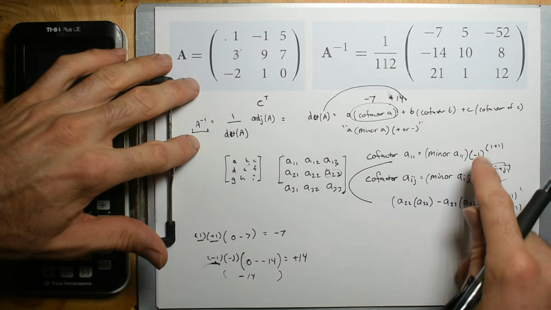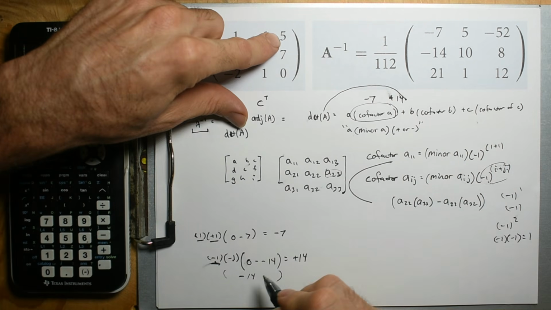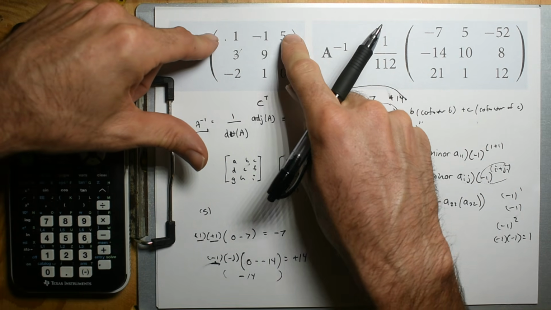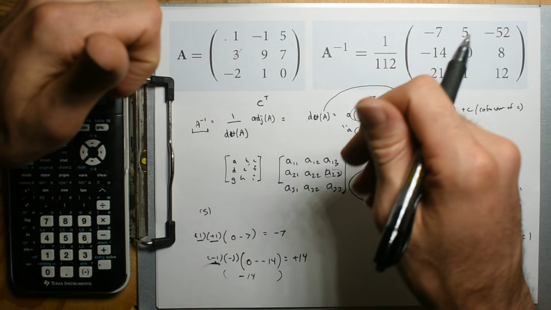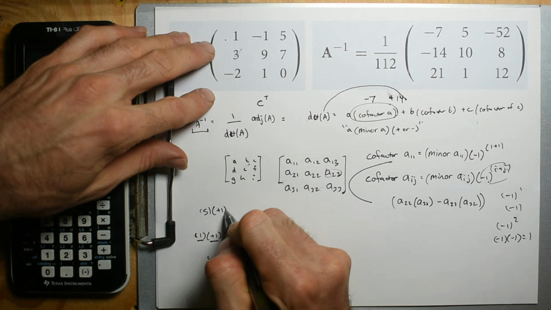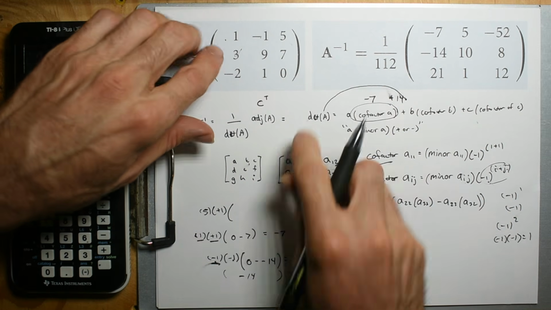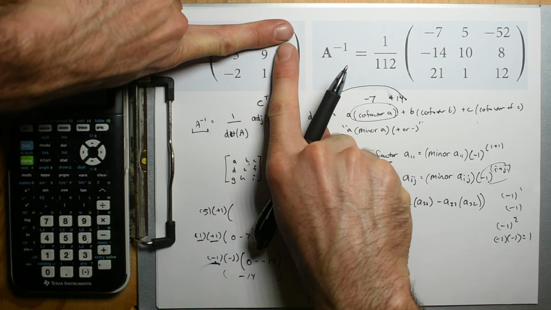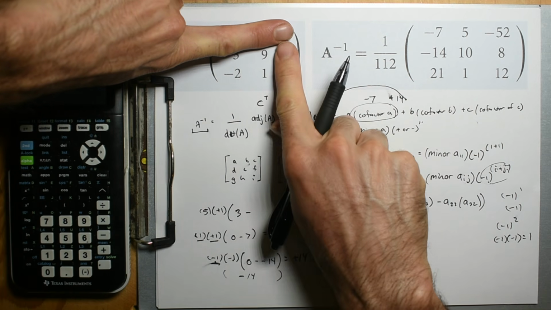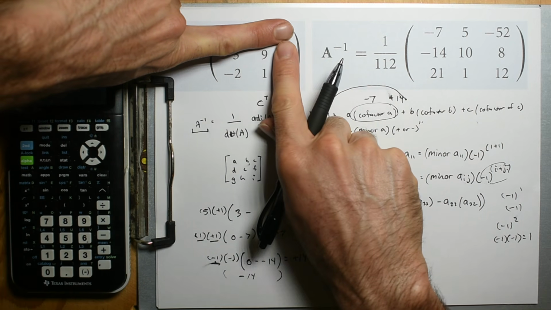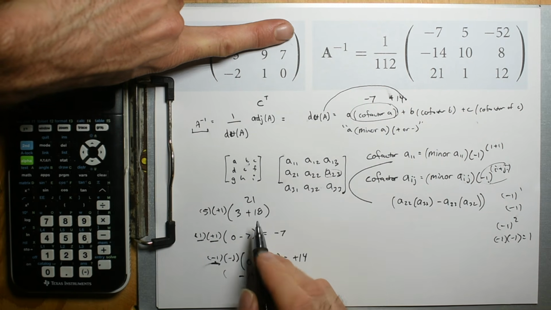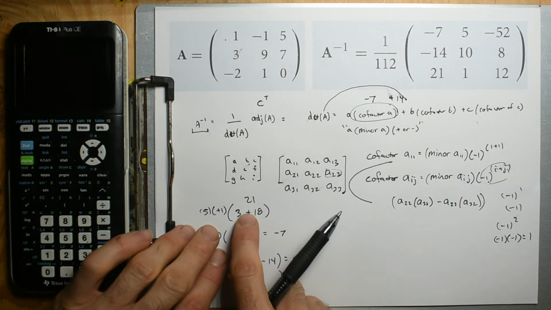Alright, so C is 5, so we're going to have 5. Its location is row 1, column 3. 1 plus 3 is even, so we're going to have a positive 1. That doesn't change. Alright, now we're going to take the determinant of that, 3. So 3 times 1 is 3. So 3 minus negative 2 times 9 is negative 18, so I'm going to do plus 18. I have a 21 here. There we go.